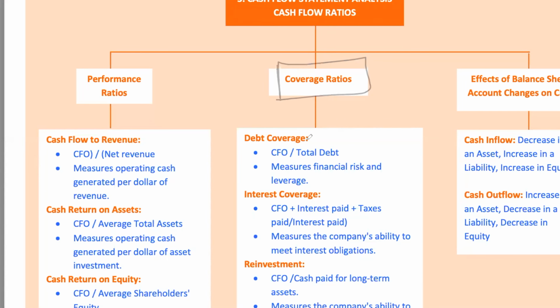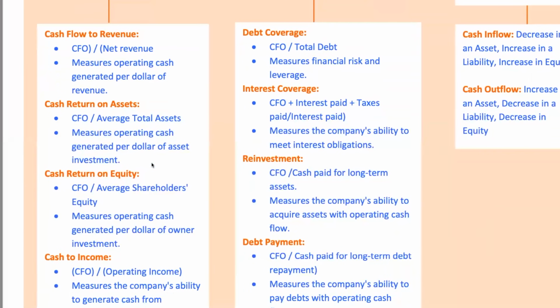Now let's talk about coverage ratios. These are key for understanding a company's ability to meet its financial obligations. The debt coverage ratio, for example, measures a company's ability to cover its total debt with cash from operations. If a company like Ford has a high debt coverage ratio, it's a sign that they can comfortably meet their debt obligations, which reduces financial risk.